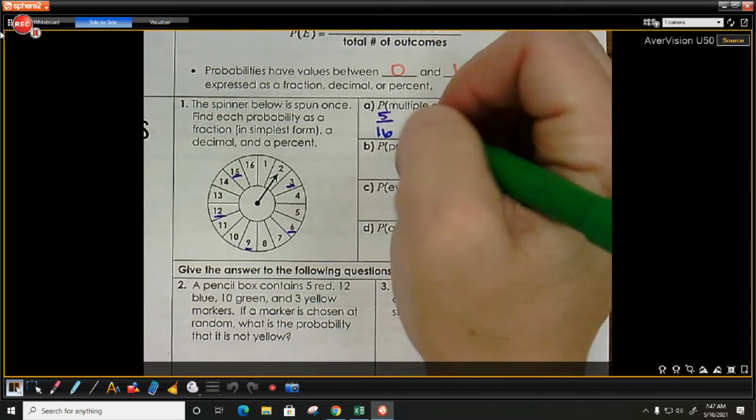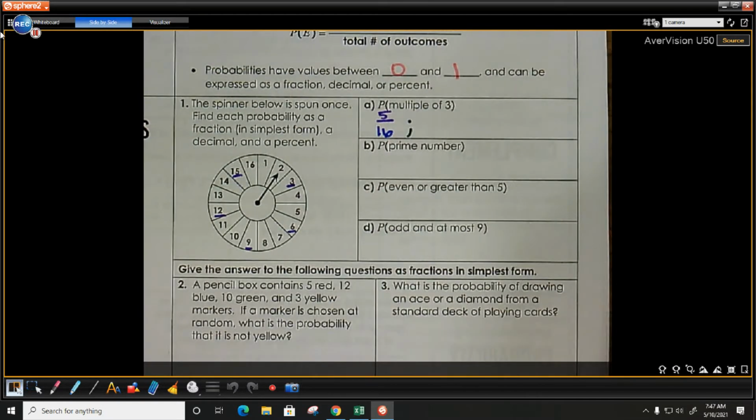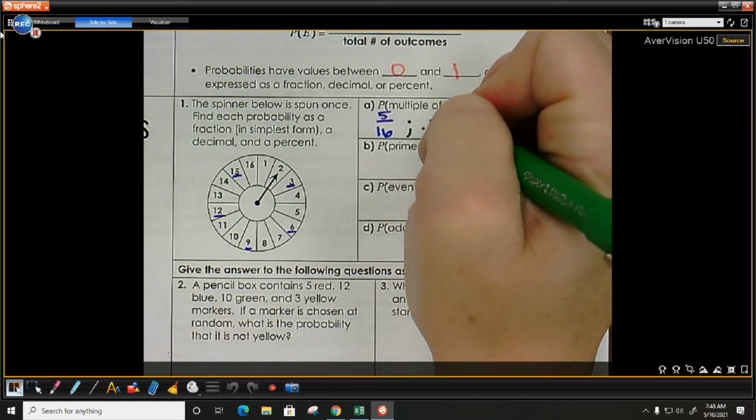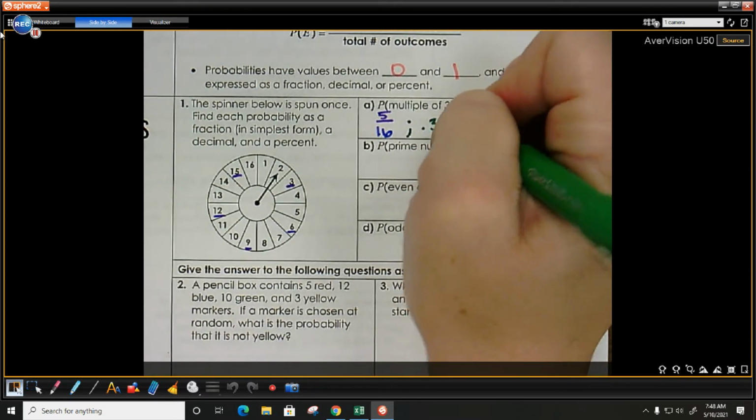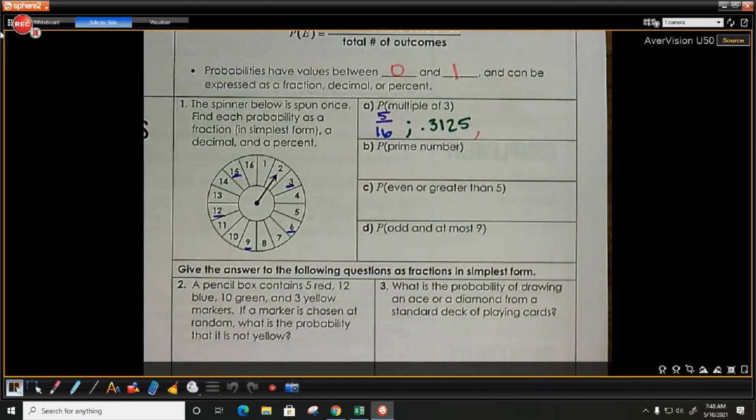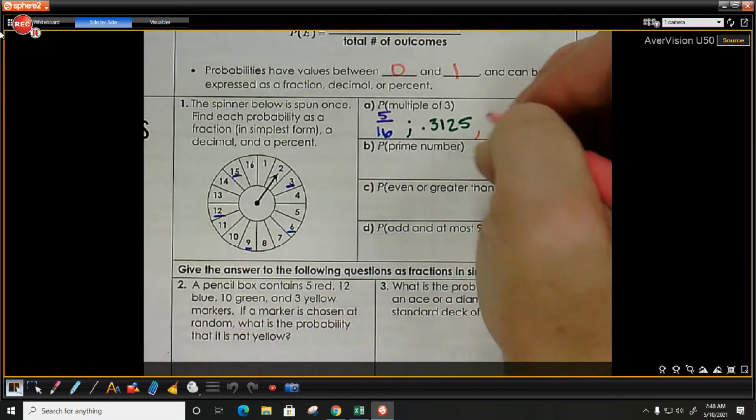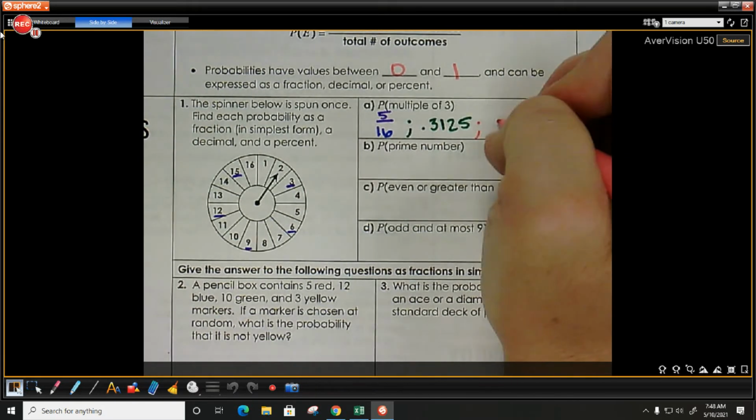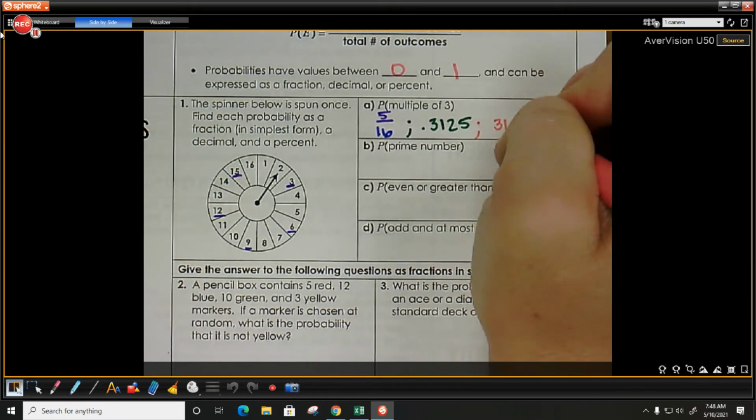Tell me it as a decimal. 0.3125. And then let's do that as a percentage. How do you change a decimal to a percentage? So that would be 31.25%.